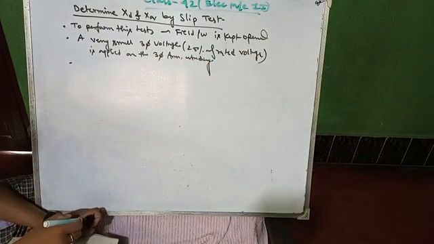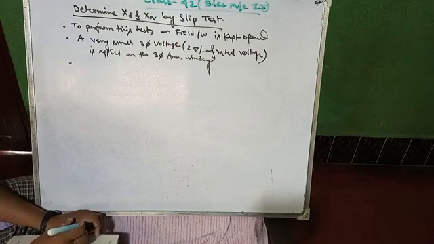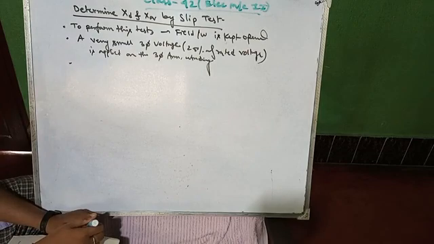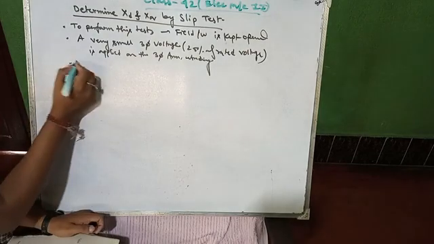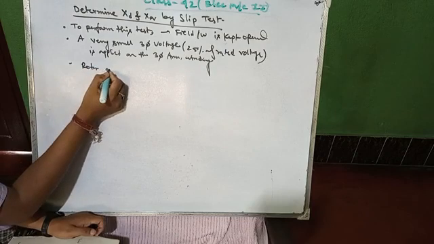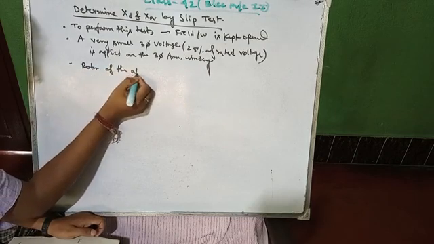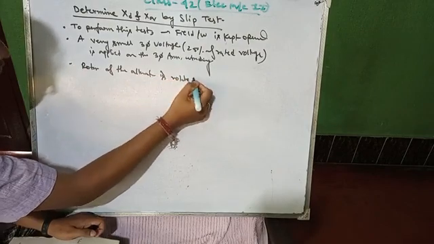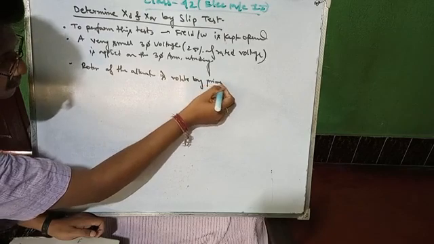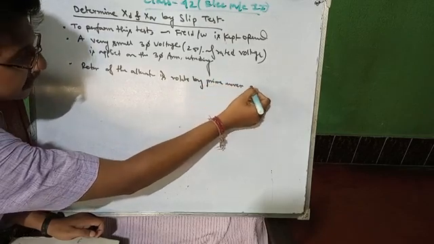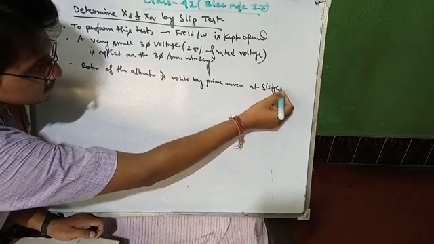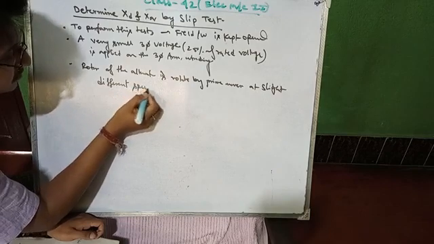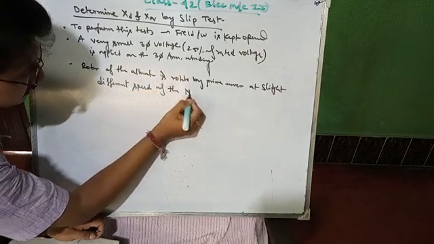Third point, the rotor of the alternator will be driven at a speed slightly different from the synchronous speed. That is, the rotor of the alternator is rotated by the prime mover at a slightly different speed from Ns, that is the synchronous speed.